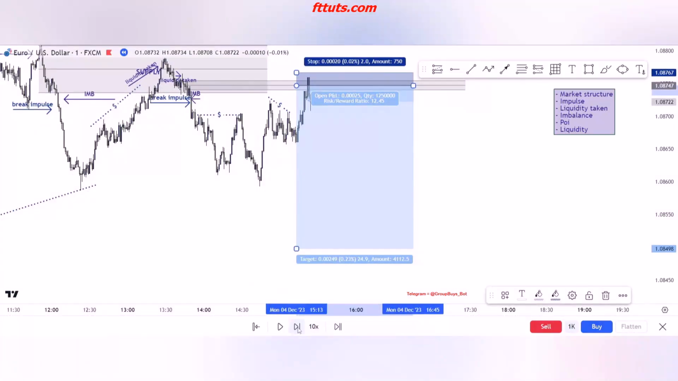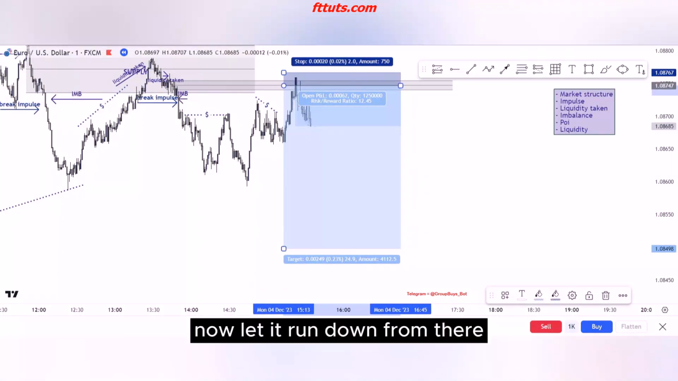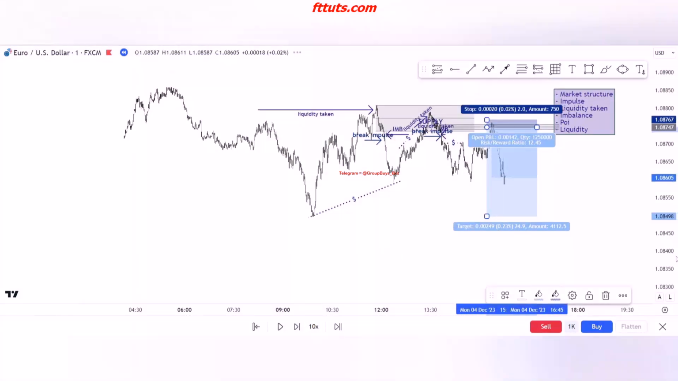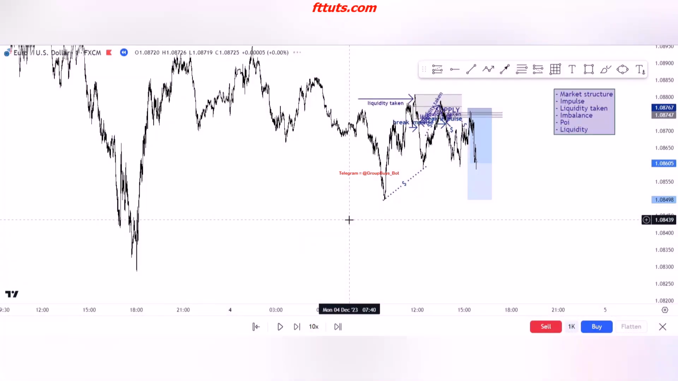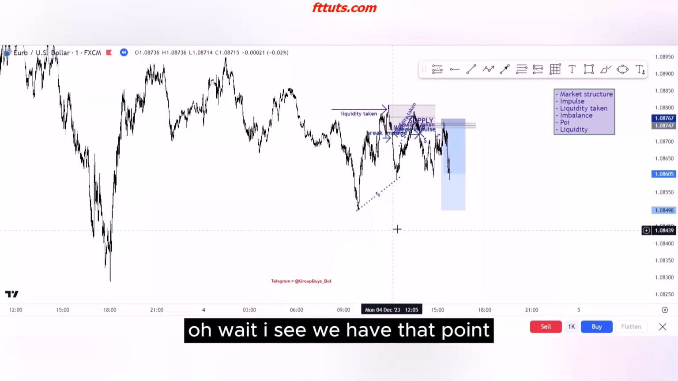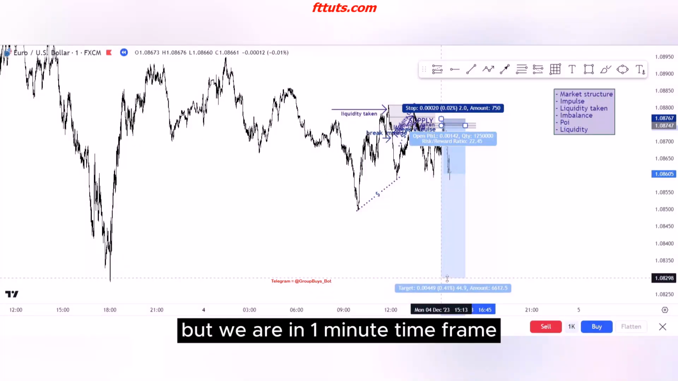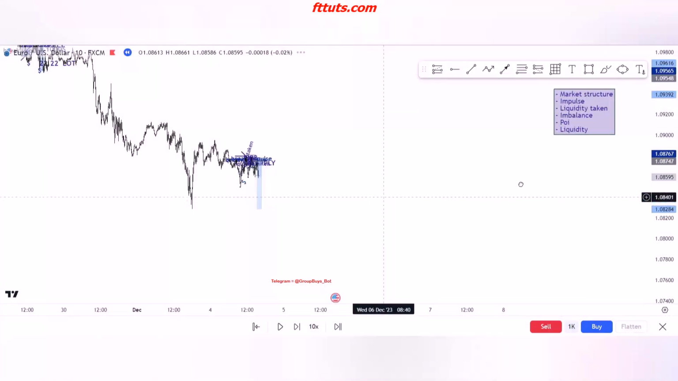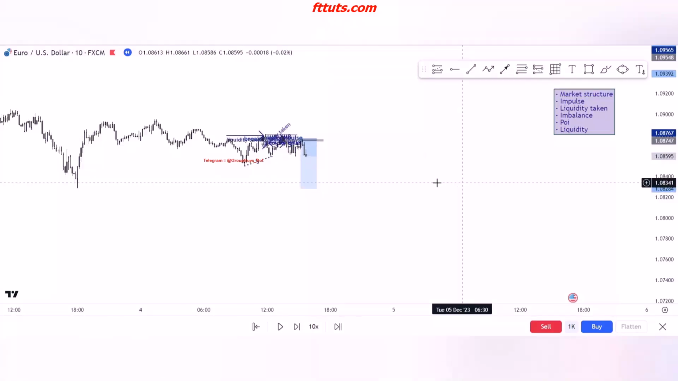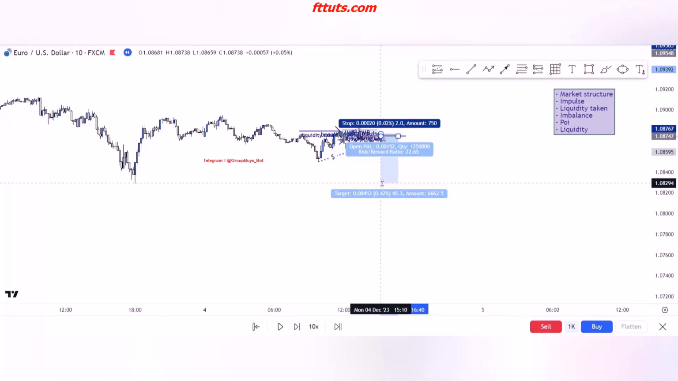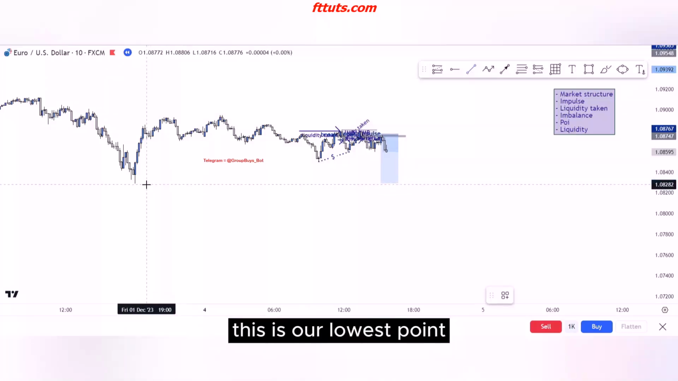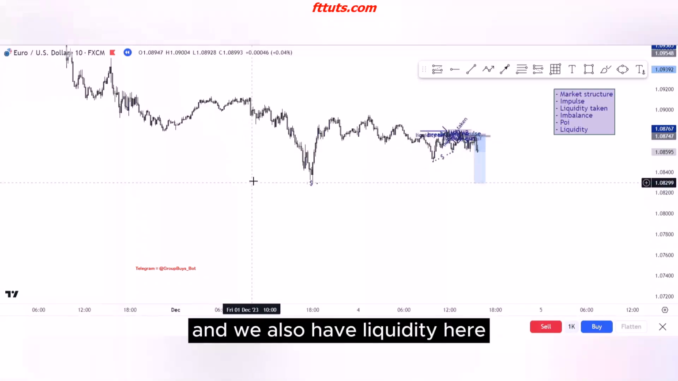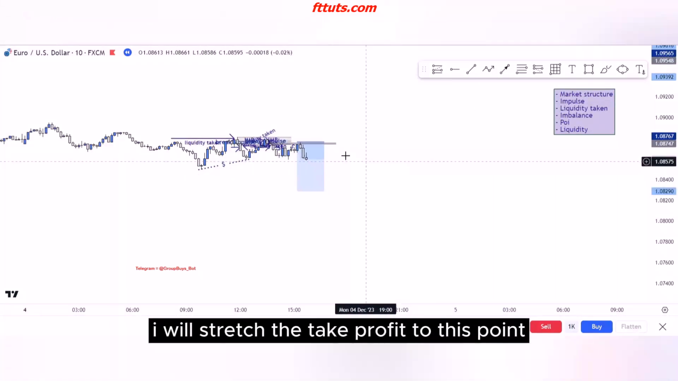Okay, now let's see. It has entered our trade. Now let it run down from there. Oh wait, I see we have that point, but we are in the 1 minute time frame, so let's go up to the bigger time frame. Good, this is better. This is our lowest point. We are obviously in a downward trend, and we also have liquidity here. I will stretch the take profit to this point.